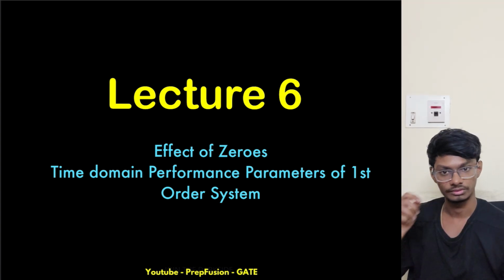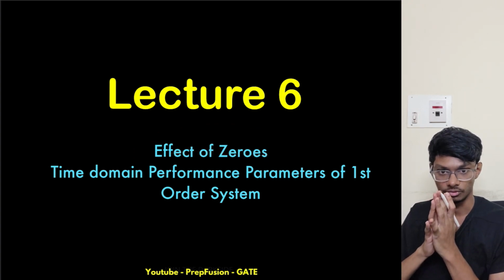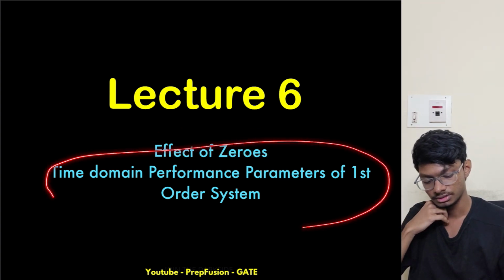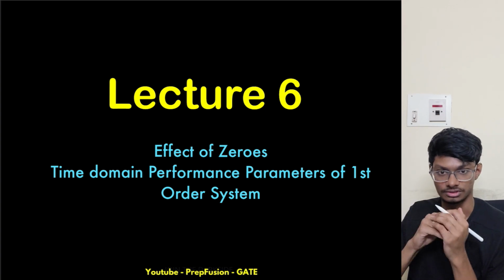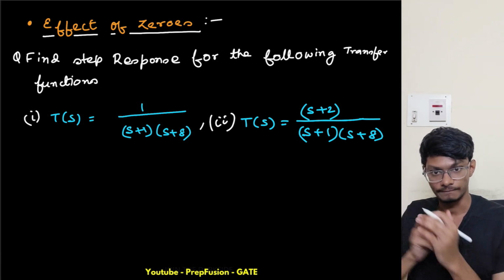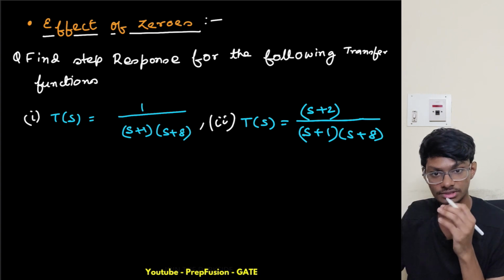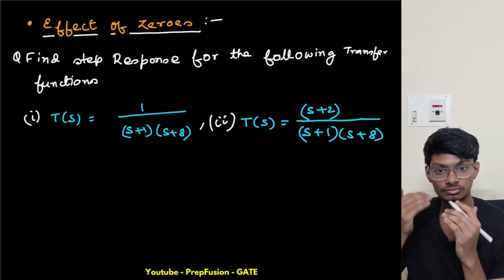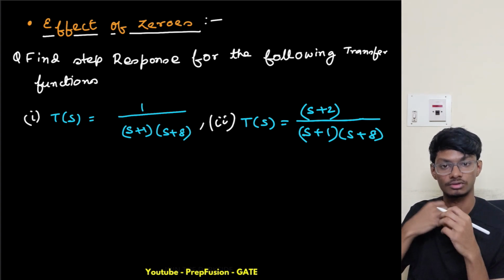So in this lecture, we'll understand the effect of zeros in a system, okay, and we'll also understand the time domain performance parameters of first order systems, okay. So let's start with the effect of zeros, okay. So what effect do zeros have on our system? If you have some zeros, then what changes will I see? And if you don't have that zero, then what will happen?